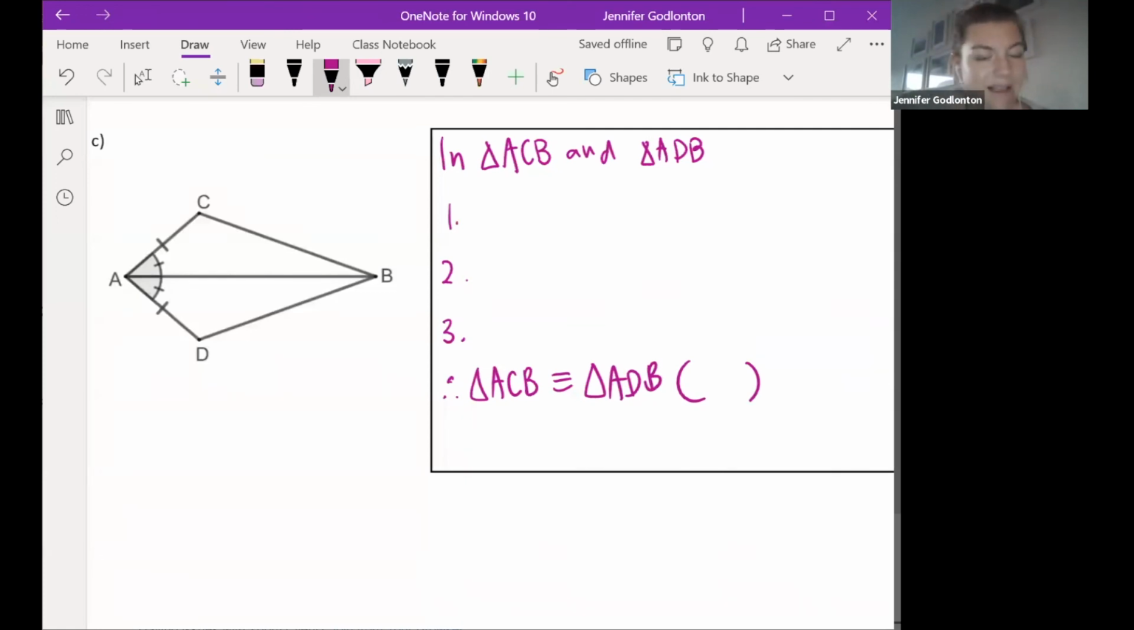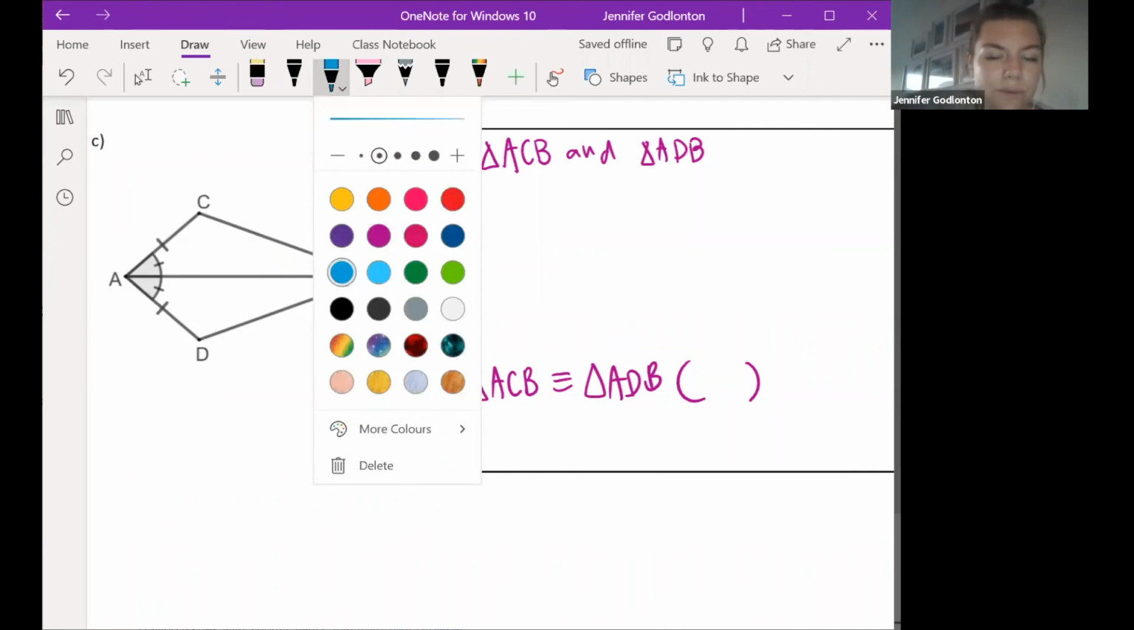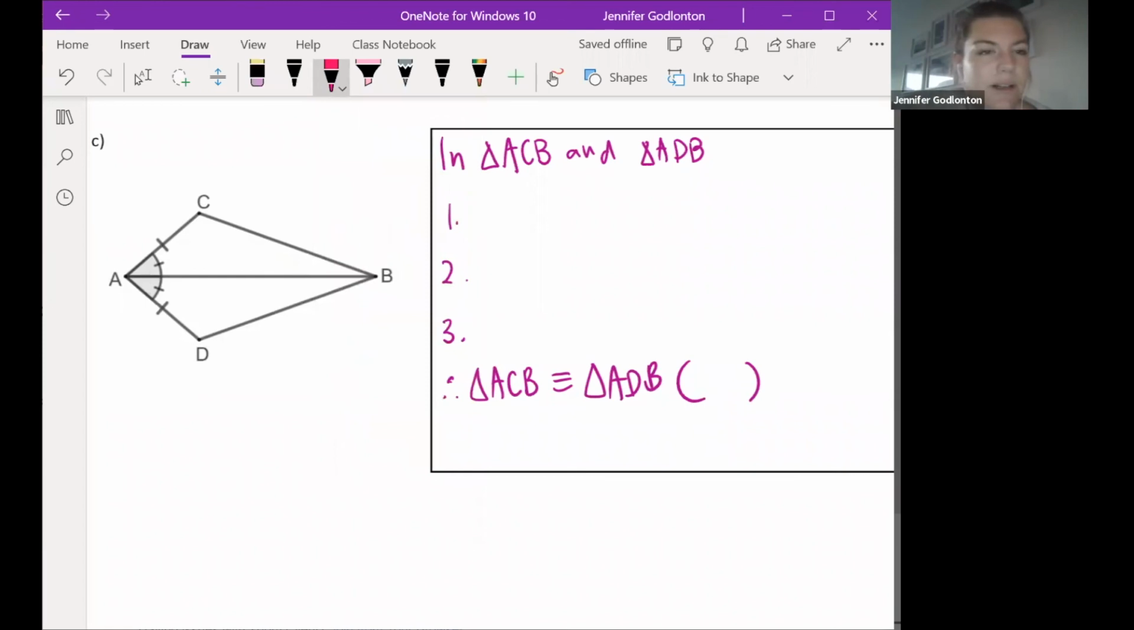It is a kite, yes, but they haven't told us that. So because they haven't told us that, we can't say CB is equal to DB. When you have one, just pop it in the chat and I will pop it on the board. As soon as you've got a statement and a reason, put it in the chat for me. AB is common, absolutely. AB is common, and that is a side. AD is equal to AC, given. Cool. I need one more.